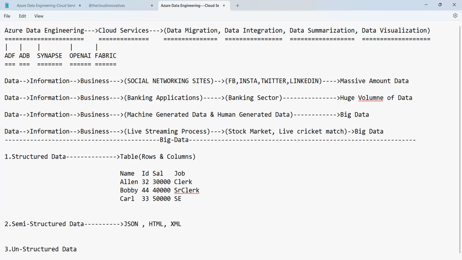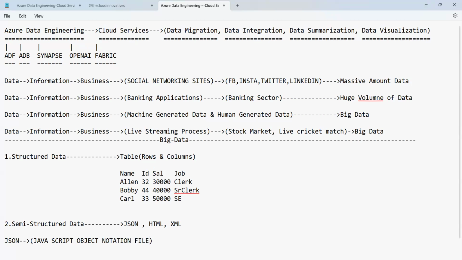Okay, semi-structured data. The first one is what? JSON. So when we talk about JSON, guys, JSON stands for what? Java Script Object Notation file. So JavaScript Object Notation file.